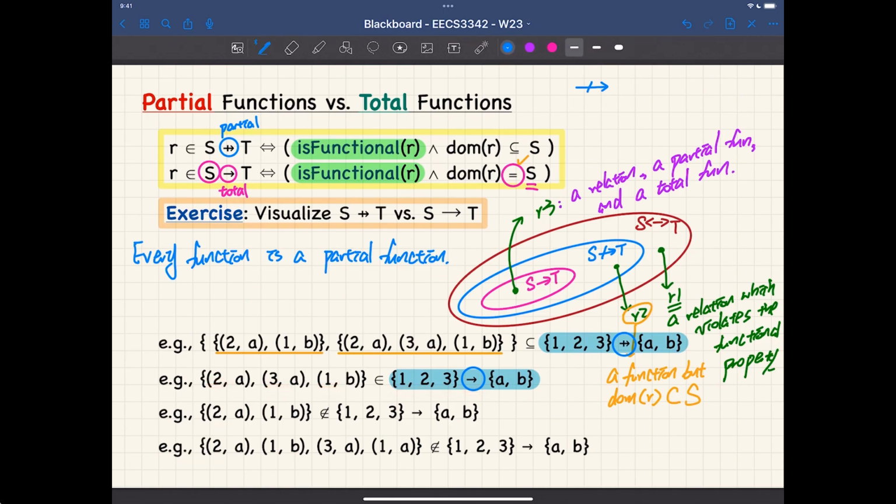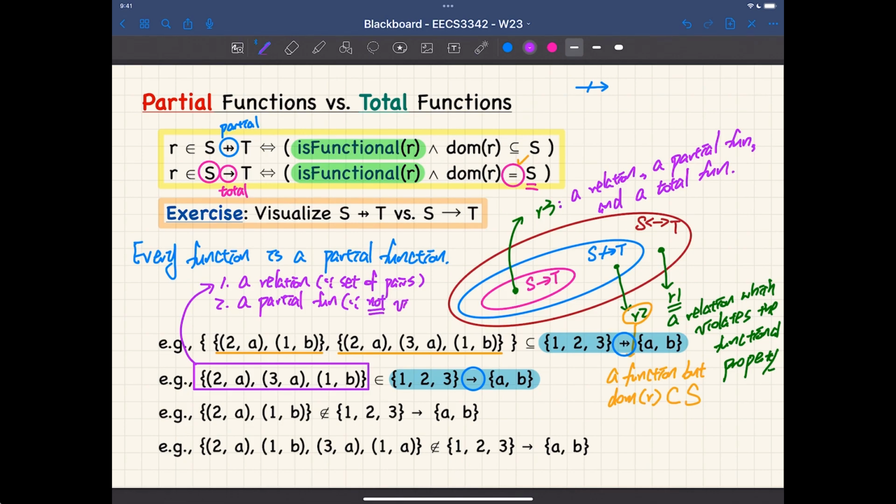Okay. Let's say this. So this guy over here, let's be also again, number 1, it is a relation because it's just a set of pairs. Number 2, it is a partial function because it does not violate the functional property.